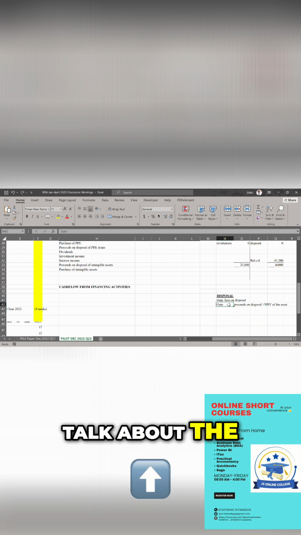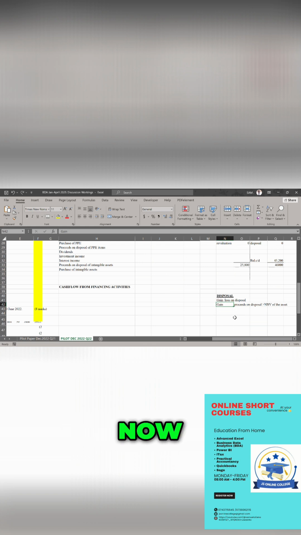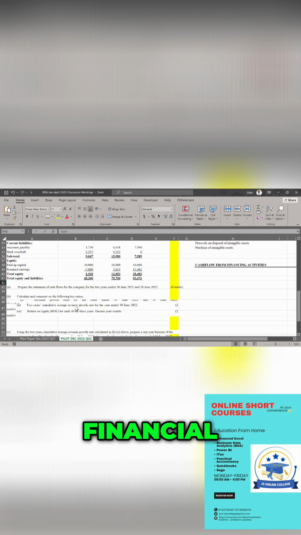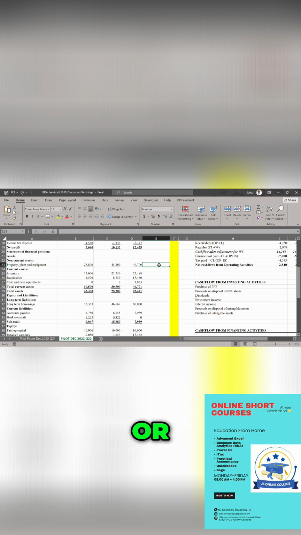So that's when you talk about the gain. The proceeds is what you get when you sell it off. If you get more than the value of your item in your statement of financial position, like in this case, you can see that our PPE in the statement of financial position, for the year 2021, is 45,200. What if you disposed it? This PPE, this is the net book value. What if you disposed it at, for example, 60,000? You realize that the amount you are realizing, or the proceeds you are getting from that sale, is more than the net book value. In that case, you say there is a gain on disposal.